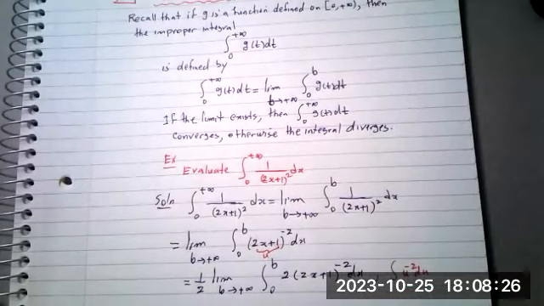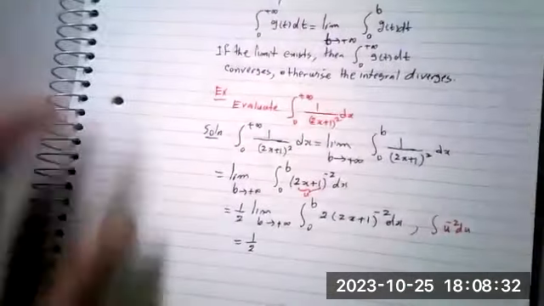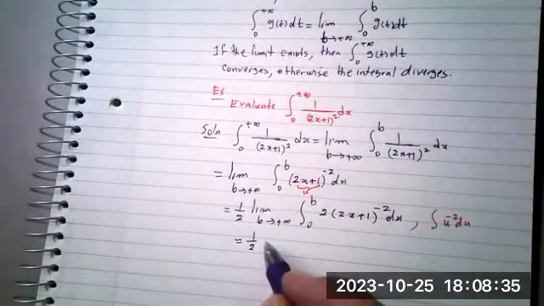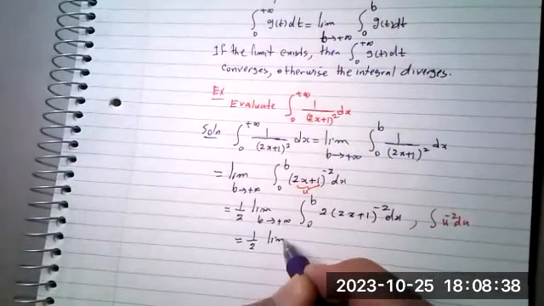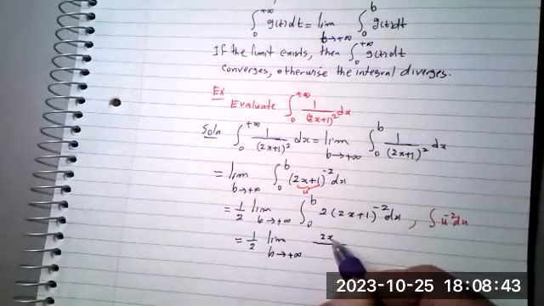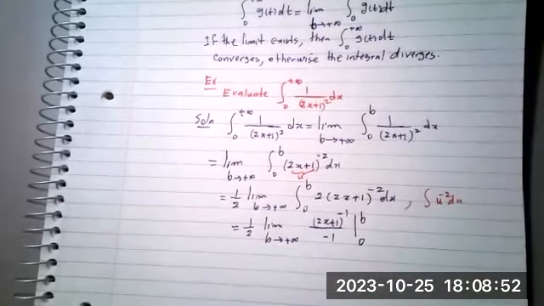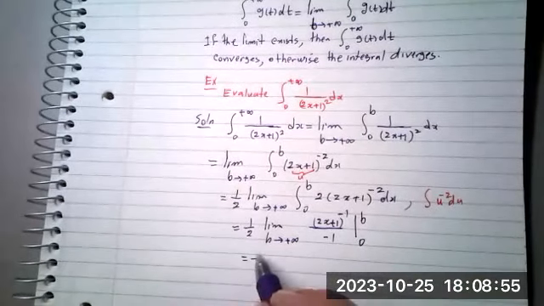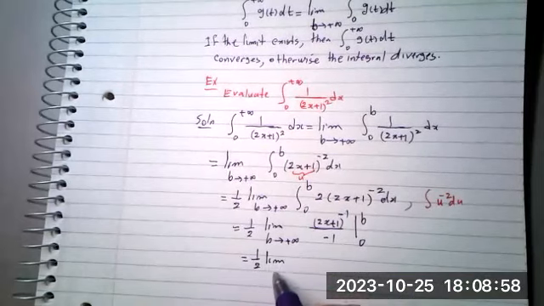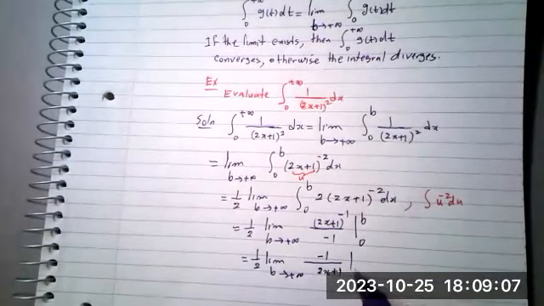And you operate it. So it's going to be equal to the 1/2 u to the negative 1. So it's going to be the limit as b goes to positive infinity of 2x plus 1 to the negative 1/2 over negative 1, evaluated from 0 to b. You switch this one into a positive power, and then you take the limits. Limit as b goes to positive infinity. So we're going to have negative 1 over 2x plus 1, going from 0 to b.